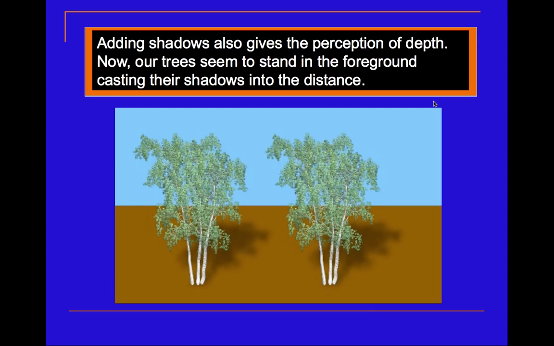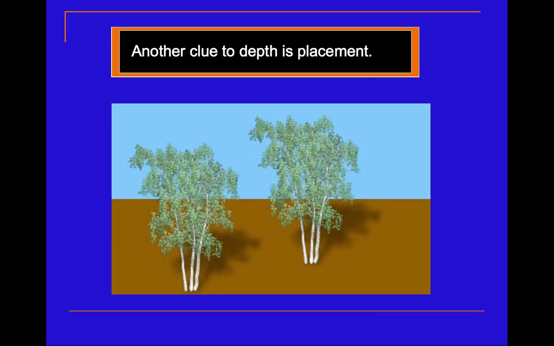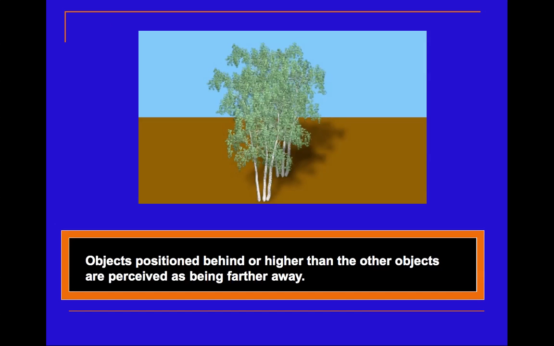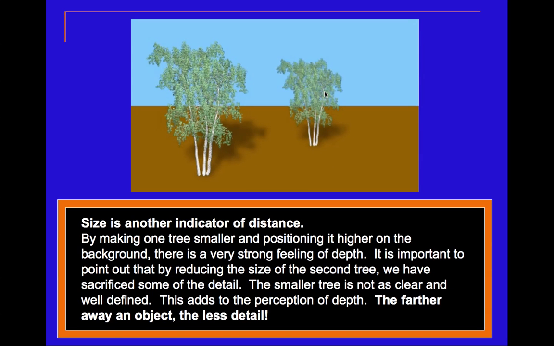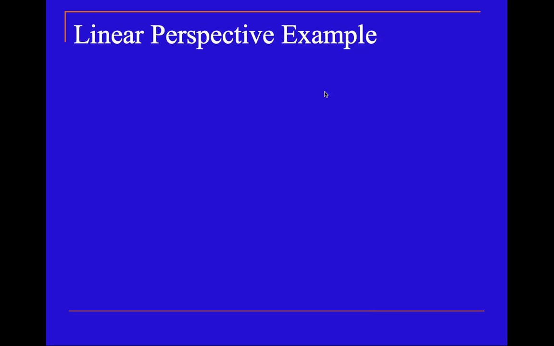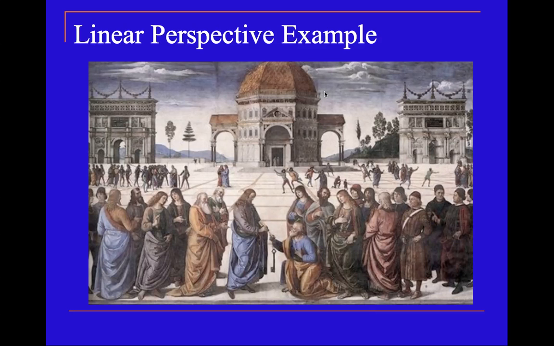And then if we add shadows, we also give the perception of depth. So this is making everything seem a lot more lifelike. And then we could change the placement of the trees, and again, more depth. And then if we place an object that's closer to us as bigger than an object that's farther away, again, even more perspective for depth. So size is an indicator of distance. Now let's do an example here.